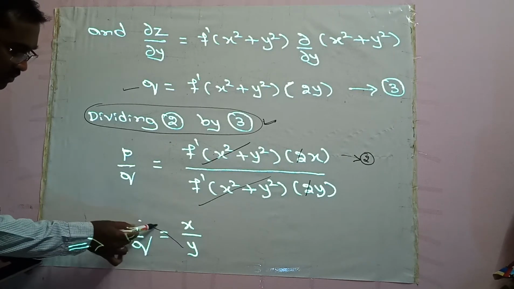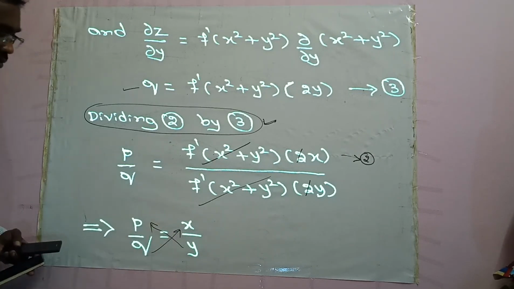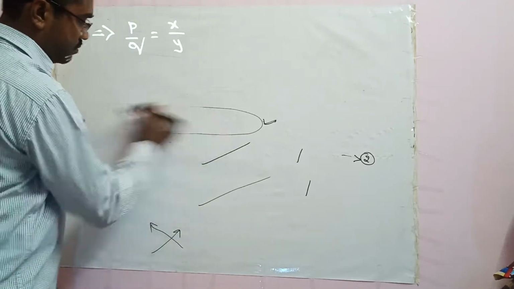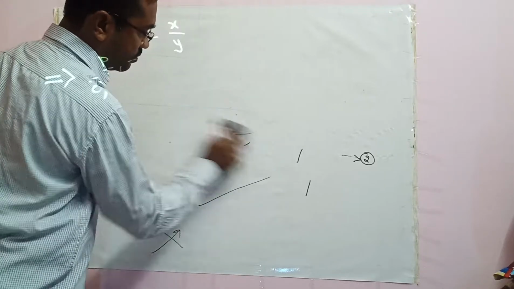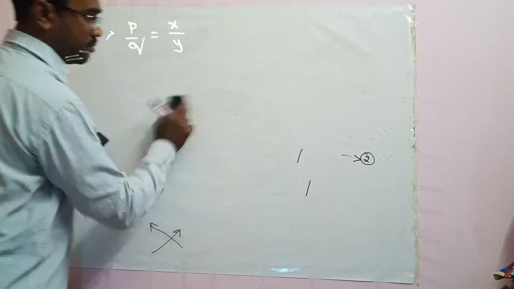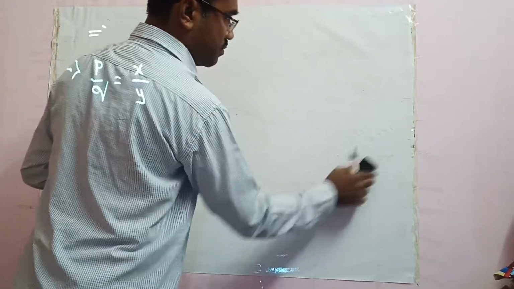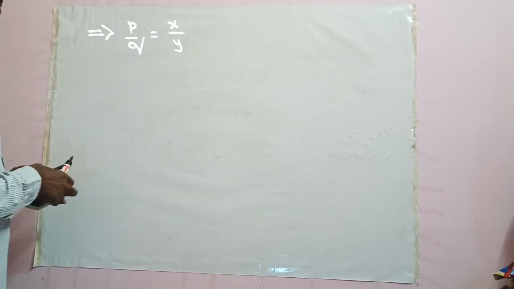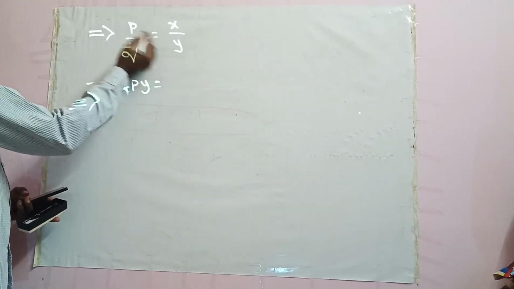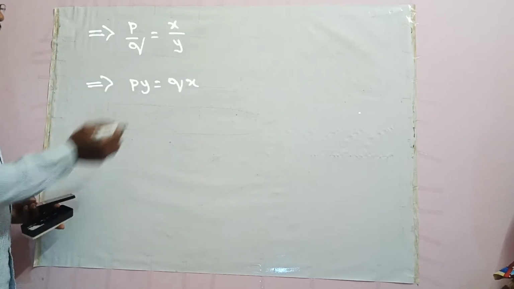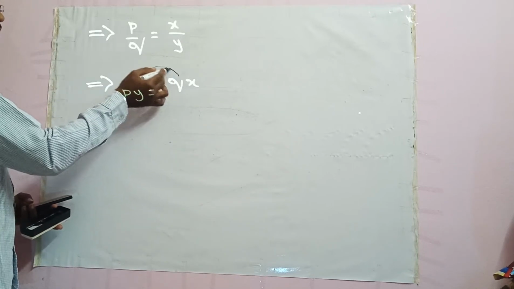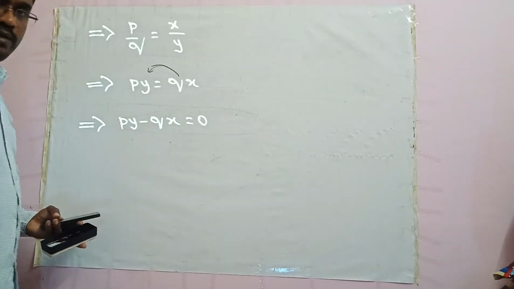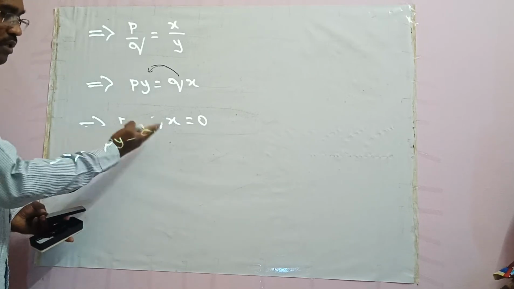If you cross multiply, py is equal to qx. Now if you take this qx to the other side, the LHS, you get py minus qx is equal to 0. This is the required PDE after eliminating the arbitrary function.